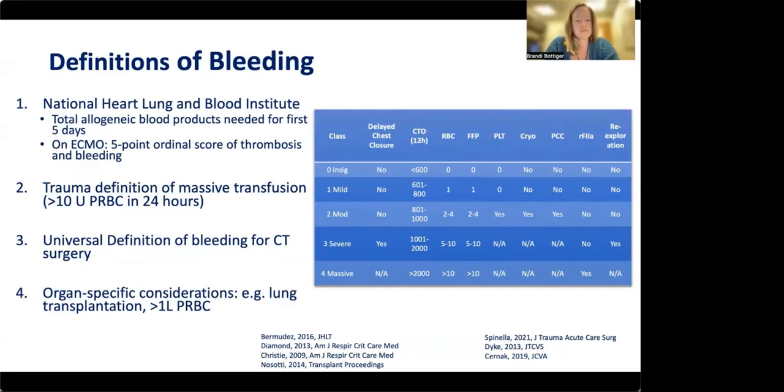On number 4, organ-specific considerations. In the lung transplantation literature, particularly registry data and outcomes data, greater than 1 liter of red blood cells has been identified as a marker or risk for severe primary graft dysfunction or ARDS. So those are kind of the numbers and definitions floating around out there.